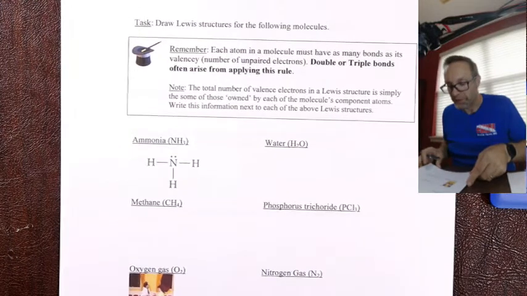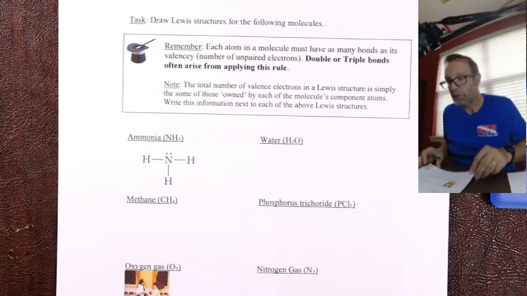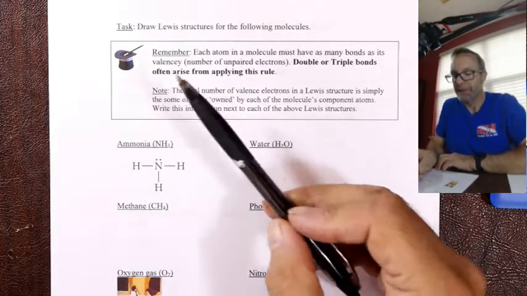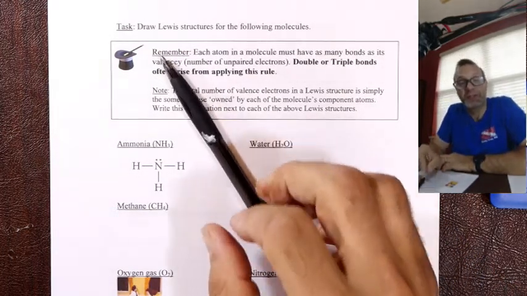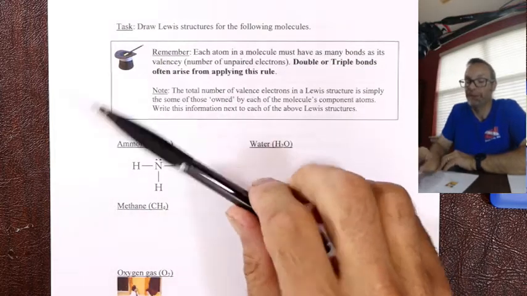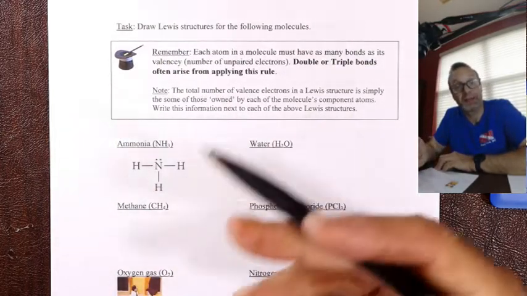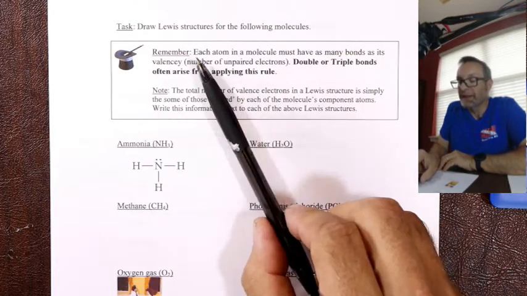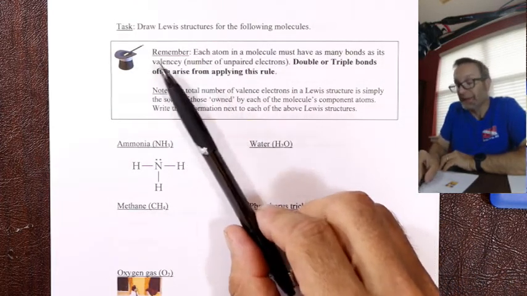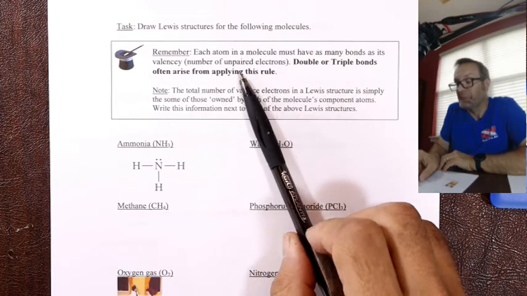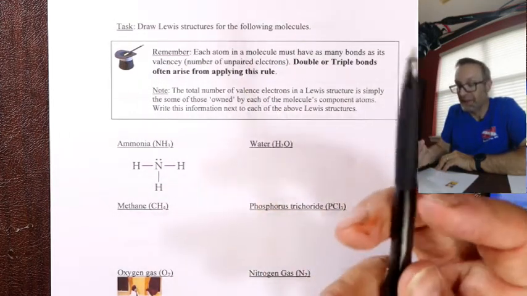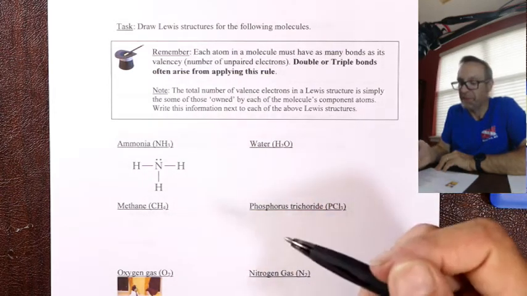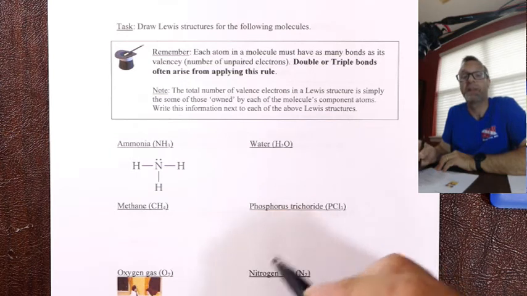Three minutes before the timer goes off, I've got time maybe to do 1 or 2 of these. Okay, Lewis structures, easy way. How do I know where the valence electrons are in a molecule? Key or trick: each atom in the molecule must have as many bonds as its valency is.